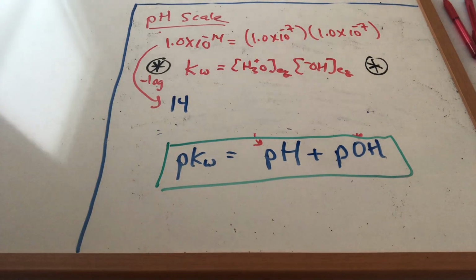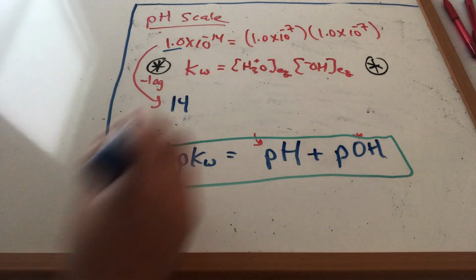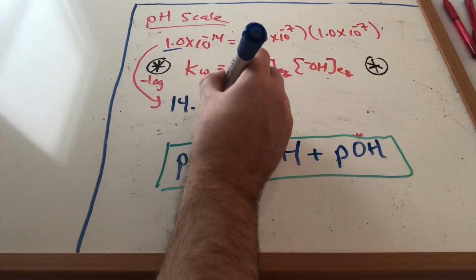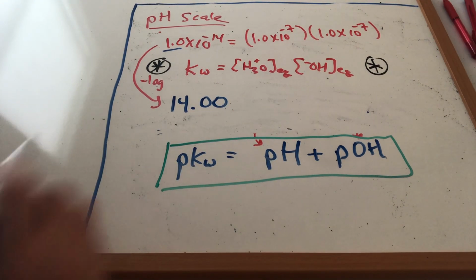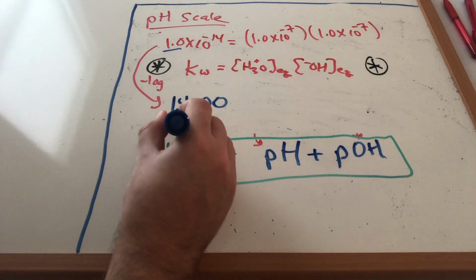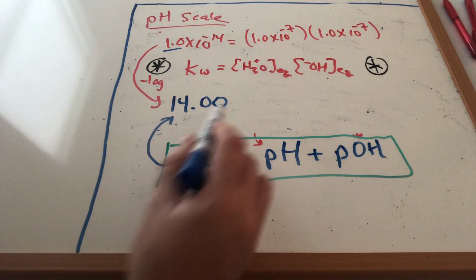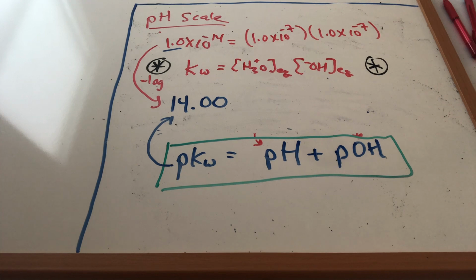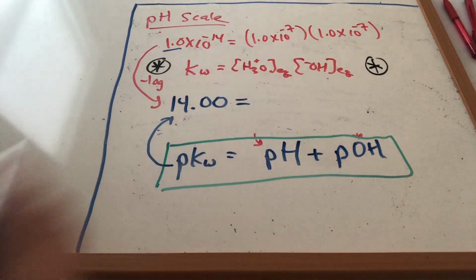Now remember our log rules for significant figure purposes. There's two significant figures here, so when I do this, there'll be two significant decimal places in my answer. So pKw is 14.00. Now do the same for 1.0 times 10 to the minus 7.